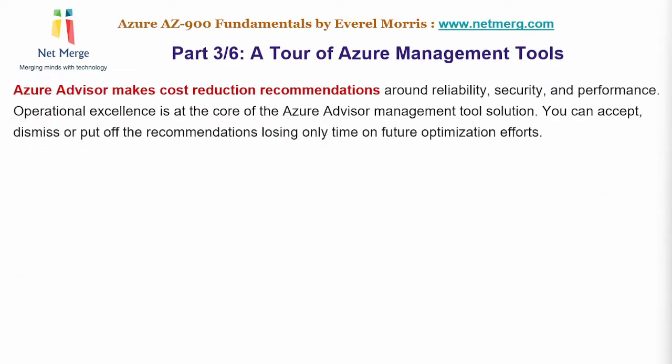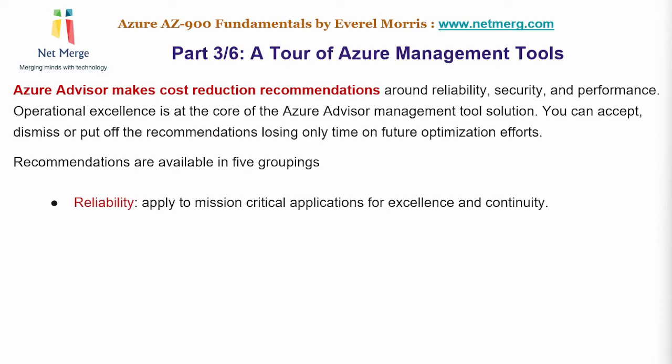All right, so let's see what else we have on the plate. All right, so let's talk about Azure Advisor. It's used for cost reduction recommendations. So these features I'm going to be looking at real quick. You need to understand what they're used for. So first we're looking at the Azure Advisor, and it's used for cost reduction recommendations around reliability, security, and performance. So it's a part of the overall operational excellence in Azure. So you want to remember that.